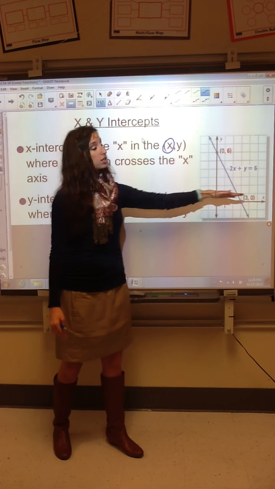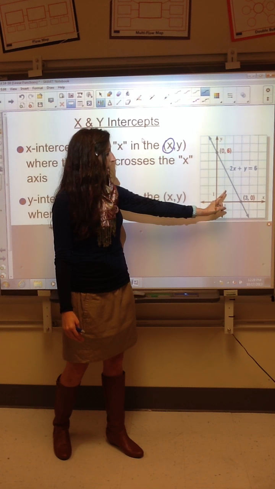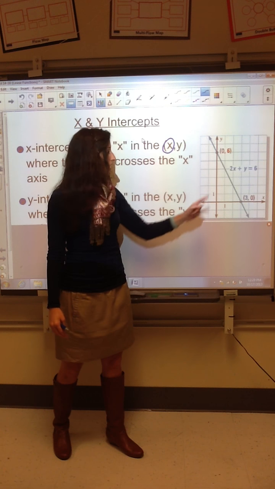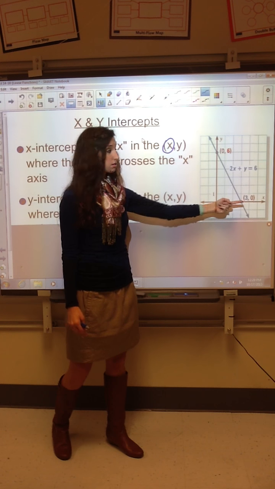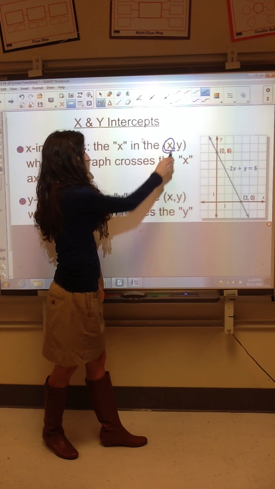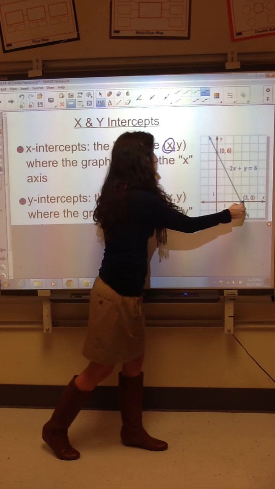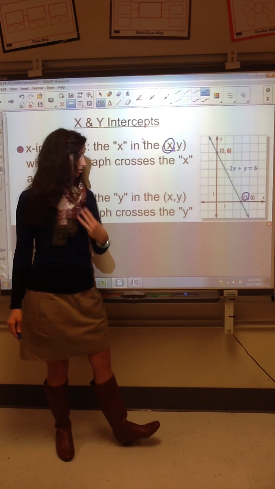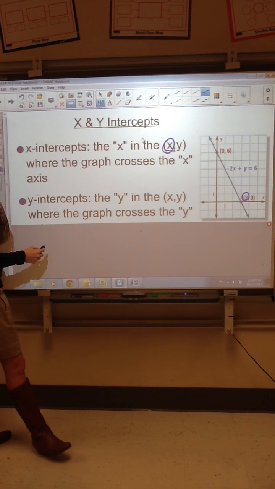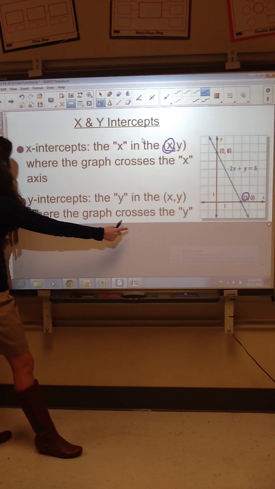So if you can take a look in your notes, okay, here's our graph. Where exactly does this line in blue touch the x-axis? I only care about the x-coordinate, so the x-coordinate is 3. All right? So we know our x-intercept is going to be 3.